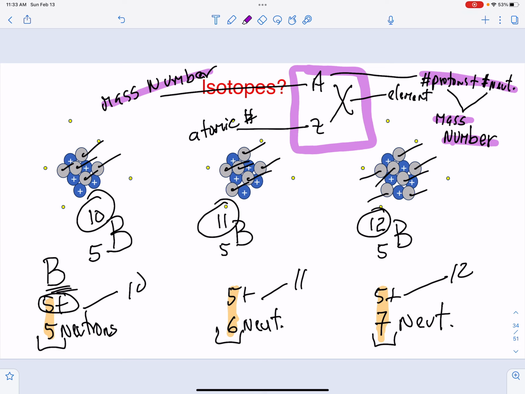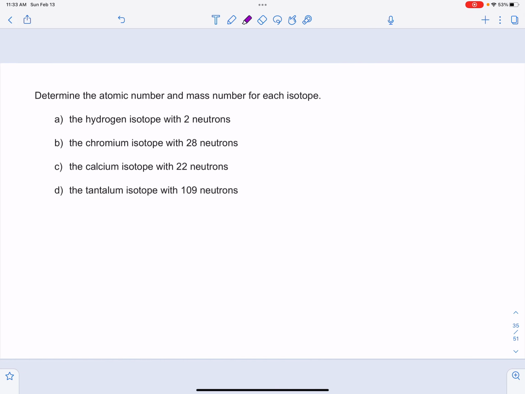So now we have a better way to more precisely describe an atom. With this symbol, I can tell you how many protons, I can tell you how many neutrons, and I can tell you, based on the number of protons, the number of electrons. And if it happens to have a charge, you can still tell me the number of electrons like we did before. So let's practice this.